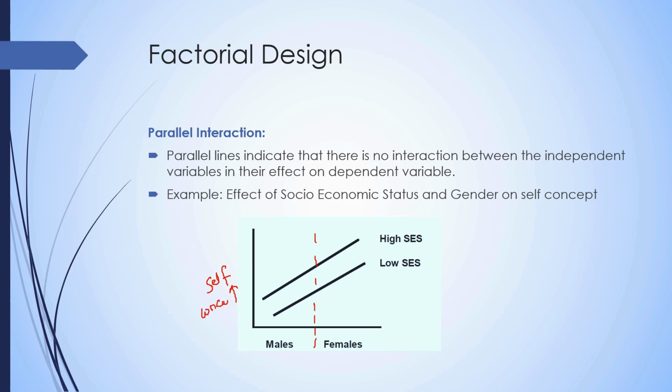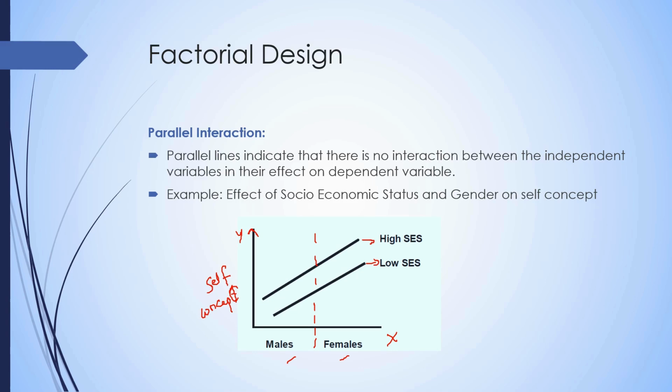This is another example I have taken from the study material only. So maybe you can go and check for more details. And so what are we doing? We are studying the effect of socio-economic status and gender on self-concept. So here on the y-axis, we have self-concept. On the x-axis, we have the gender, males and females. And here we have two lines. One is for high socio-economic status and one is for low socio-economic status.